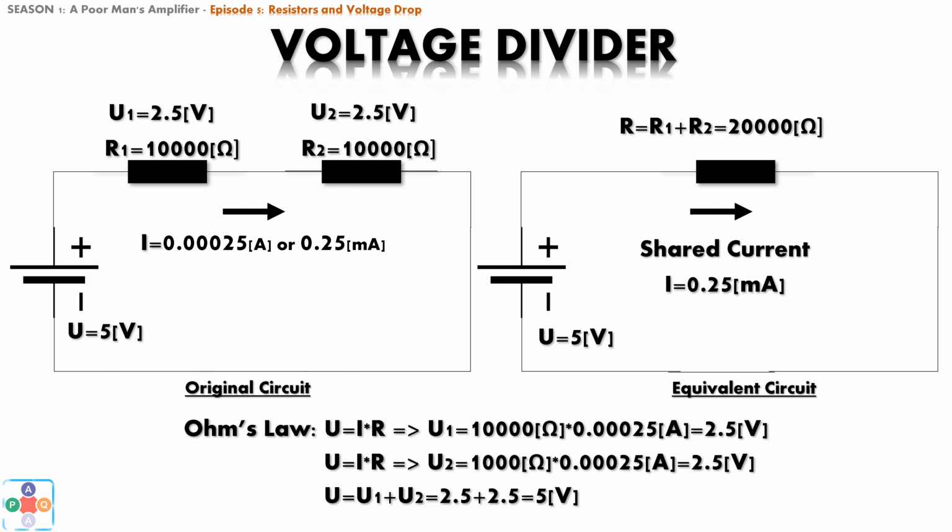Current running through the circuit is now 5 volts divided by 20,000 ohms, which gives us 0.00025 amperes or 0.25 milliamperes of current. Plugging numbers back into Ohm's equation for calculating voltage, the result gives us the same voltage drop across both resistors, 2.5 volts. Since in this arrangement, when we have two identical resistors in series, the voltage drop across each one of them is the same, we call this arrangement of resistors a voltage divider.